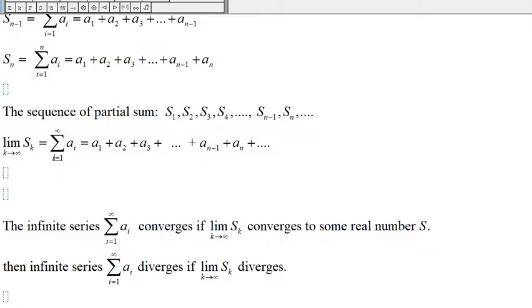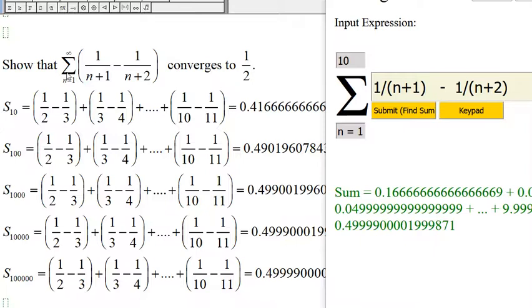And now let's look at an example. Here we have the infinite series, the summation of 1 divided by n plus 1 minus 1 divided by n plus 2. We want to show that if we add all the terms together, this series converges to 1/2. The first term is when n is 1. We put a 1 here, then we get 1/2 minus 1/3. The second term, when n is 2, gives 1/3 minus 1/4.